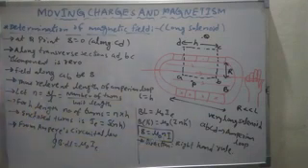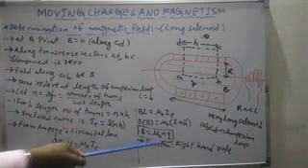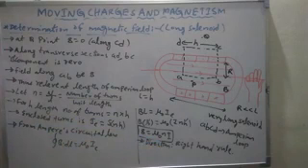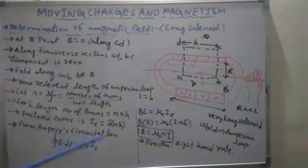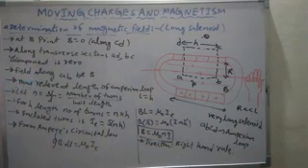What is the magnetic field induction due to a current carrying infinite length solenoid? Mu naught N I. What is mu naught? The magnetic permeability of free space or vacuum. How much is it? 4 pi into 10 power minus 7 Henry per meter, or Tesla meter per ampere. N is the number of turns per unit length, which is very important. I is the current flowing through the infinite length solenoid.